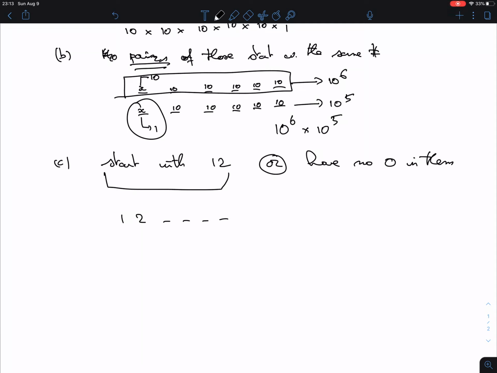I can repeat them. So I have 10 choices for this, 10 for here, 10 for here, and 10 for there. So in total, how many of these words start with 1, 2? There is 10 to the 4. That's the number of them. Okay? Of the words that start with 1, 2.